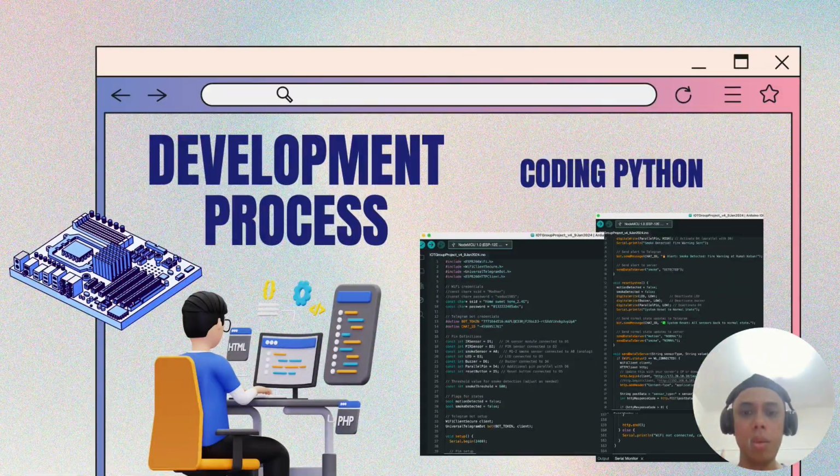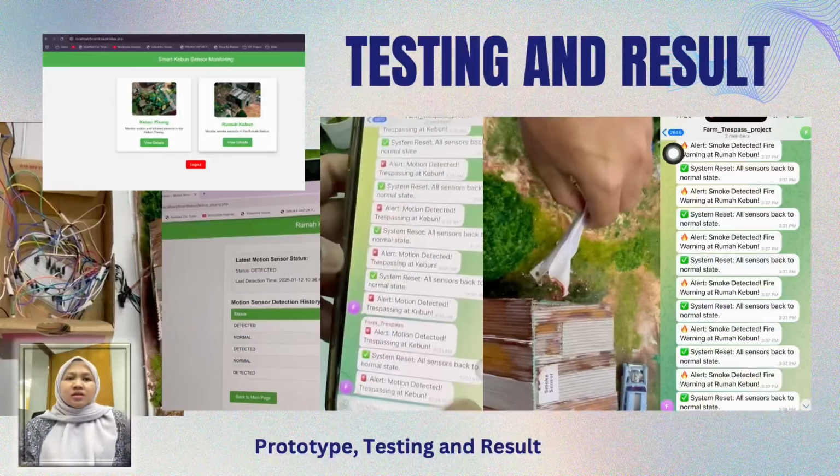Okay, here is the sample for the development process. As you can see here, we have the screenshot there. Okay, next let me explain how to test the system to ensure it works effectively.